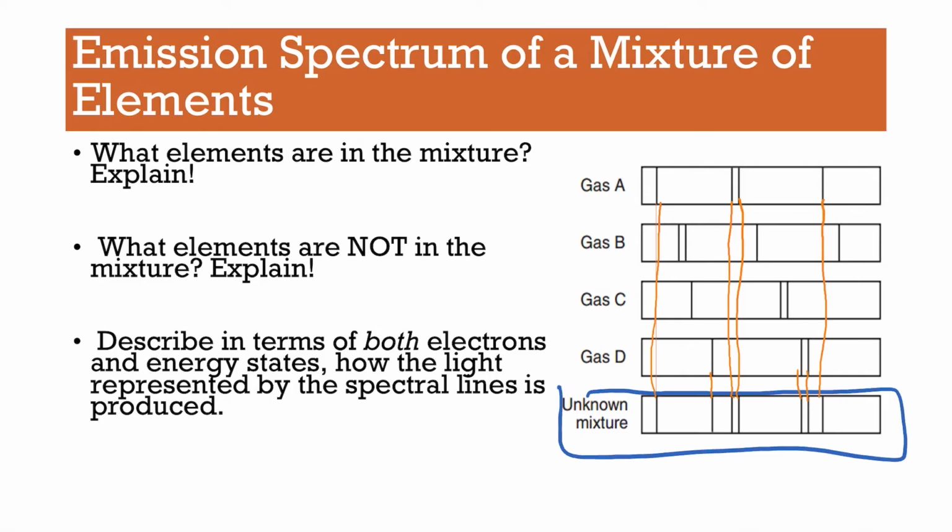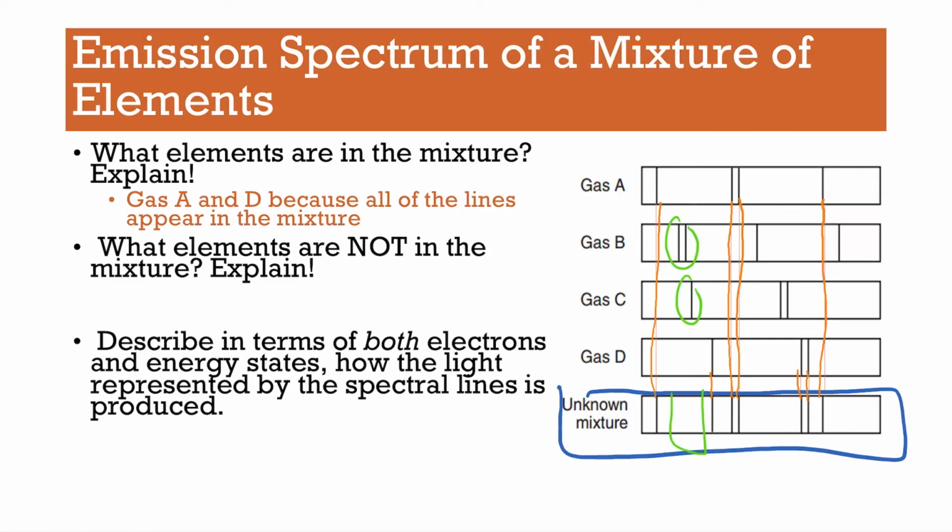So we can say that elements, gases A and D, are in the mixture because all the lines match up. These lines in B or these lines in C are nowhere to be found in the mixture, so B and C are not in the mixture because the lines are not there. In order for something to be in the mixture, every one of those lines needs to be in the mixture. Everything needs to be accounted for. So if one line doesn't match up, it can't be that.